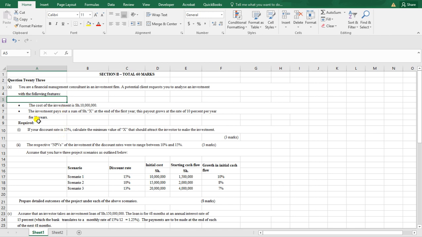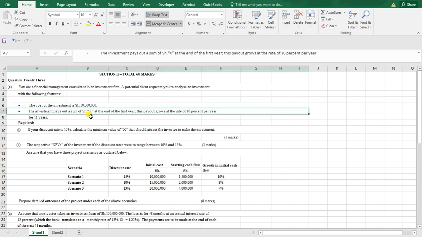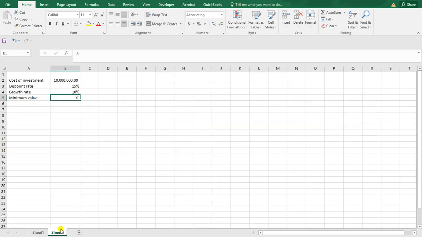So these are what you're going to assume, which will enable us to work it out backwards for us to arrive at the value of X, right? So if we are paying out the value of X at the end of the first year, that payout grows at the rate of 15% for 11 years. So we are required to determine the minimum value of X that should attract the investor to make what? The investment. So ideally, at that point, let us go with this assumption. Of course, so I'm having year 0.